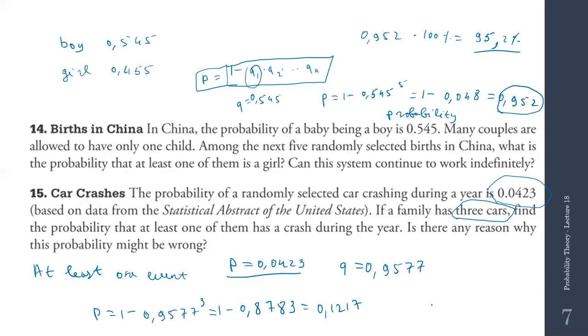This is in probability notation. In percentage, 12.7%, which is about 12%. If a family has 3 cars, the probability that at least one of them will have a crash during a year is about 12%.